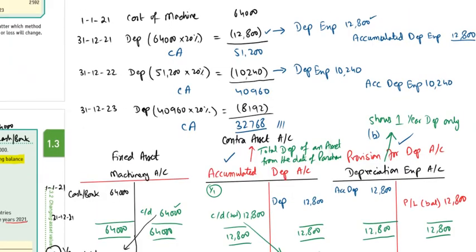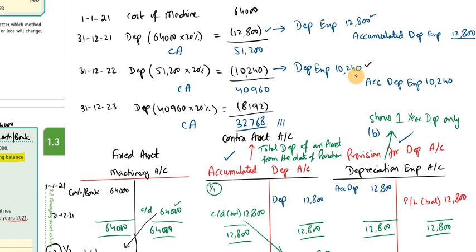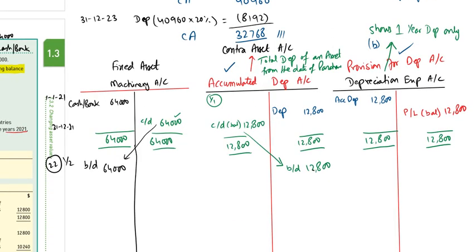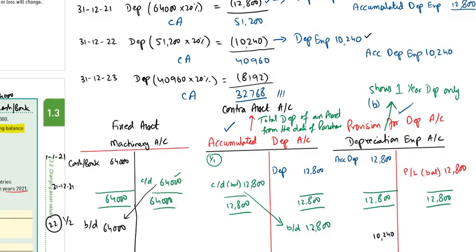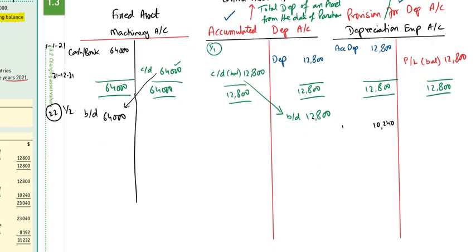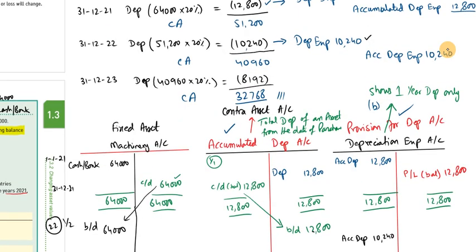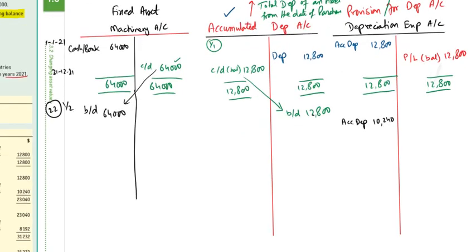Next, move to the second year. The depreciation expense for the second year will be 10,240. So in depreciation expense, we will debit 10,240, and the reference of this will be accumulated depreciation. The accumulated depreciation account is credited by 10,240 against the reference of depreciation expense. So we have to close this.